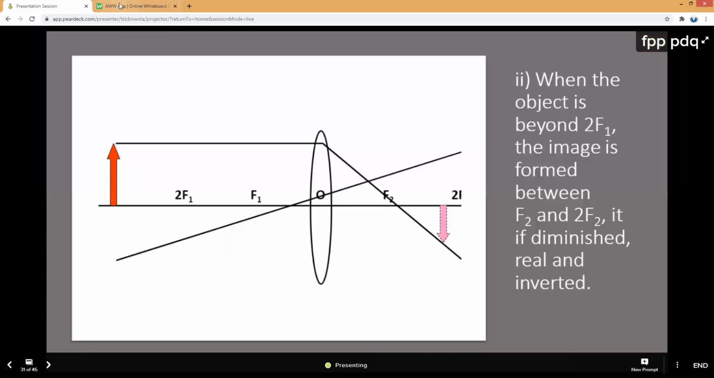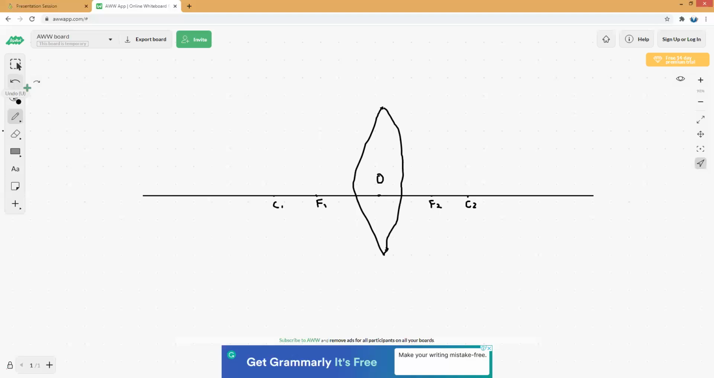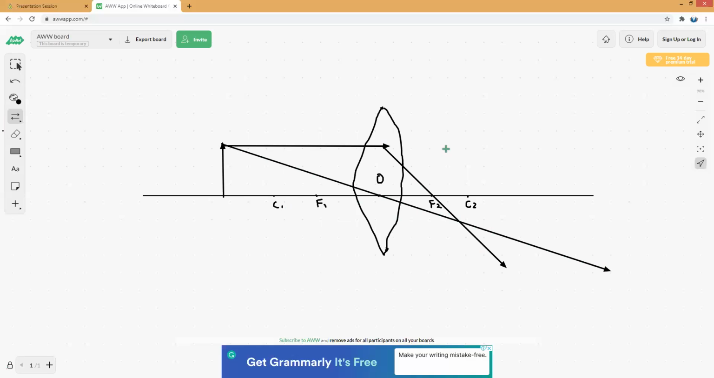Next one. Again, observe for the pattern. This is going to continue. So we have our object beyond C, a parallel line passing through the focus. Now we will take the one that passes through the optical center. We can't take the same ray twice, that's why I took another one. So this time the image is formed between the center of curvature and the focus.